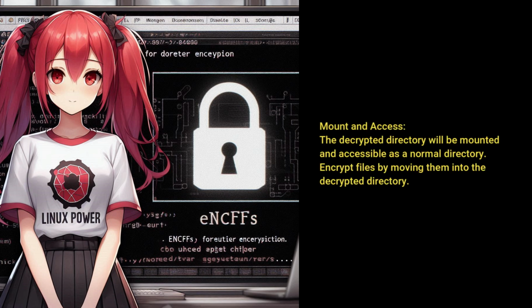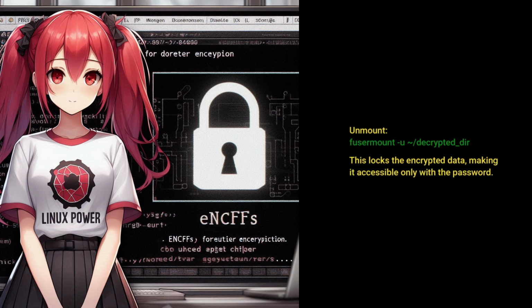Mount and access. The decrypted directory will be mounted and accessible as a normal directory. Encrypt files by moving them into the decrypted directory. Unmount. This locks the encrypted data, making it accessible only with the password.